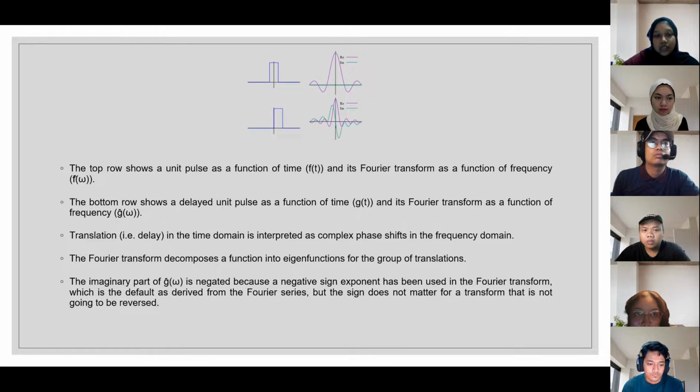Translation, in other words delay in the time domain, is interpreted as a complex phase shift in the frequency domain. The Fourier transform decomposes a function into eigenfunctions for the group of translations. The imaginary part of g(omega) is negated because a negative sign exponent has been used in the Fourier transform, which is the default as derived from the Fourier series. But the sign does not matter for a transform that is not going to be reversed. Next slide.